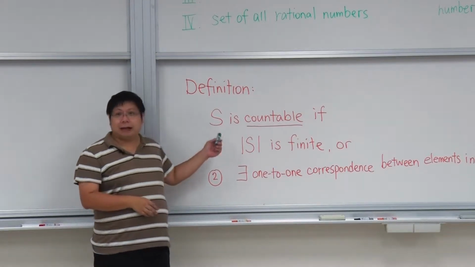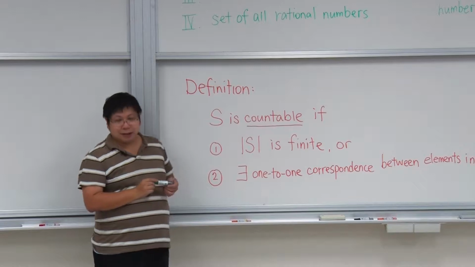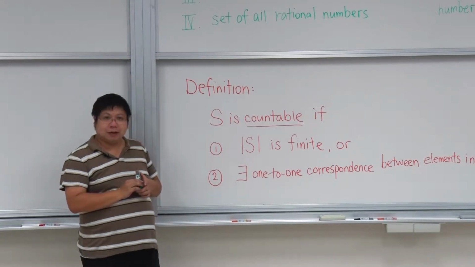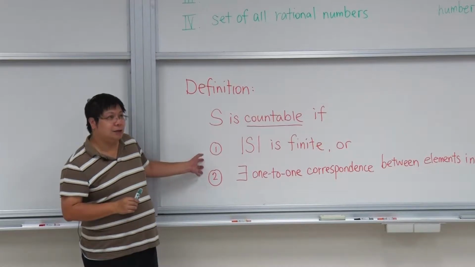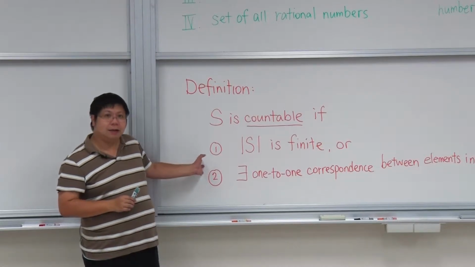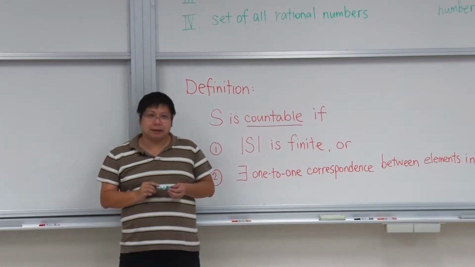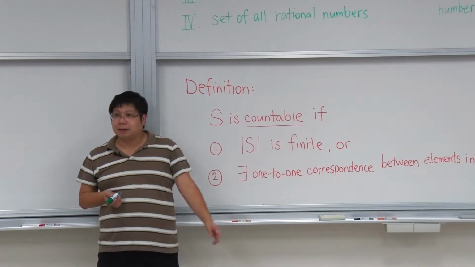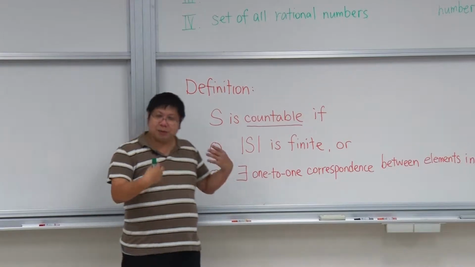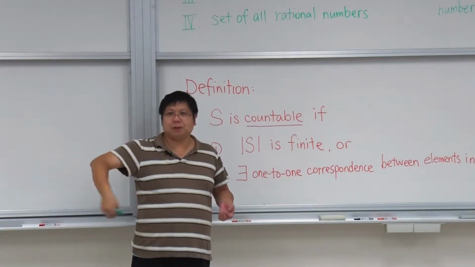So S is a set. We say S is countable if one of two things happens. It depends on the size or the number of elements in S. The first case is when S has a finite number of items, and we call it a countable set. This is easy, okay? Countable means that we can count the items one by one.